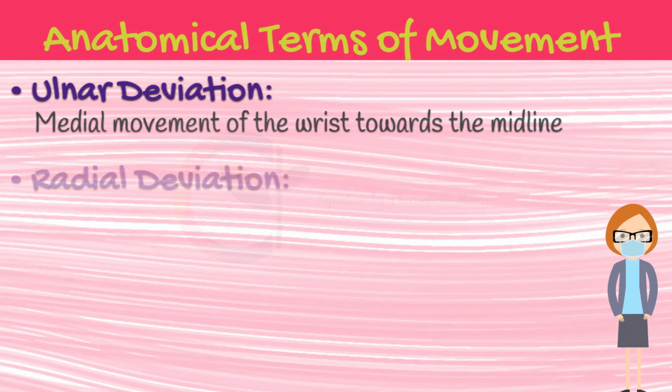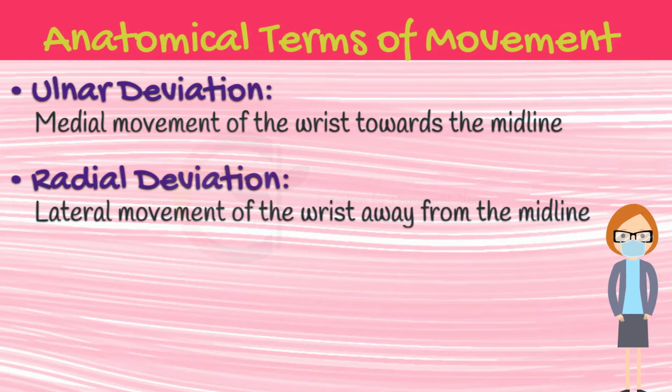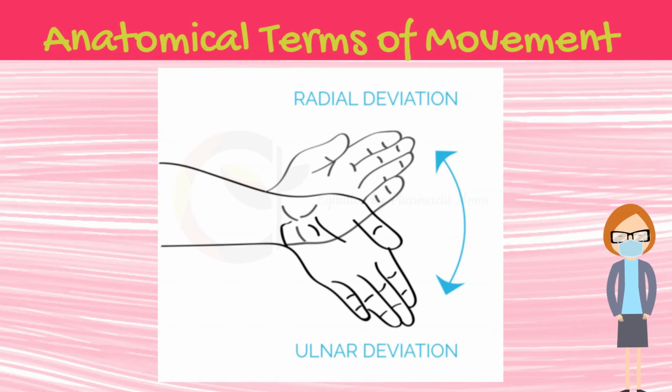Ulnar deviation, medial movement of the wrist towards the midline. Radial deviation, lateral movement of the wrist away from the midline. This figure demonstrates ulnar and radial deviation.